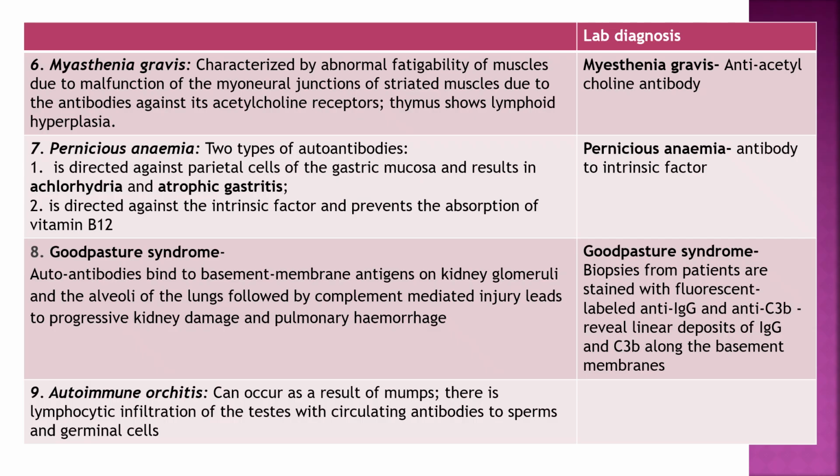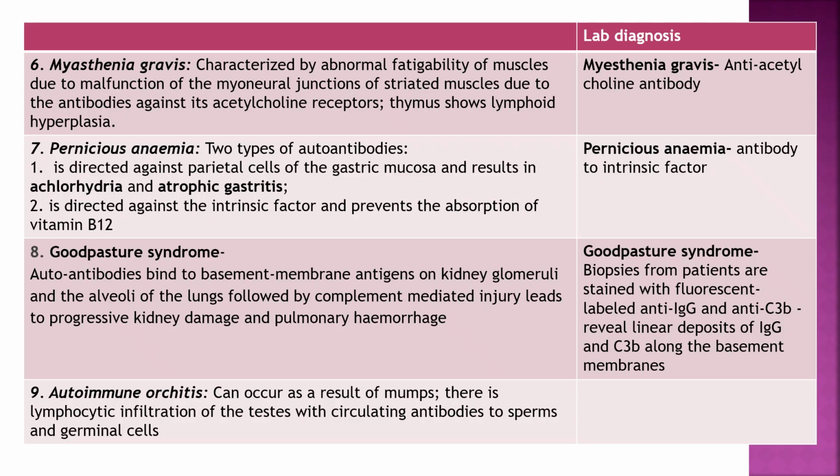Myasthenia gravis is characterized by abnormal fatigability of muscles due to malfunction of myoneural junctions of striated muscles, due to antibodies against its acetylcholine receptors. Thymus shows lymphoid hyperplasia. The lab diagnosis is anti-acetylcholine antibody detection.